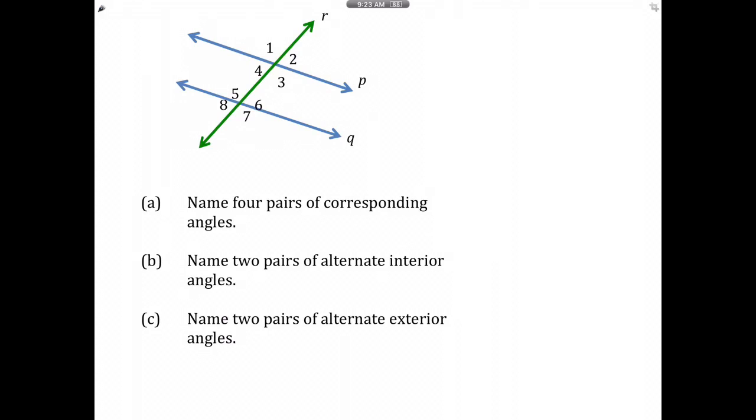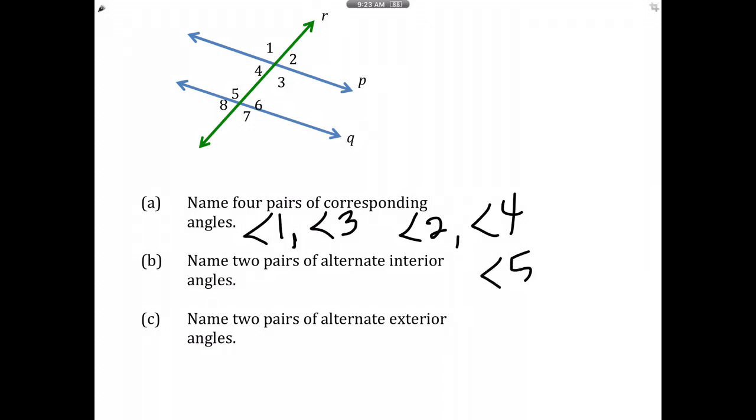Okay, we can figure out the corresponding angles. We know that 1 and 3 are facing each other, angle 1 and angle 3. Then 2 and 4 are facing each other. They are the same measure, angle 2, angle 4. And then down here we have 5 facing 7, so angle 5 and angle 7. And then we know that 6 and 8 are the same measure, so angle 6 and angle 8.